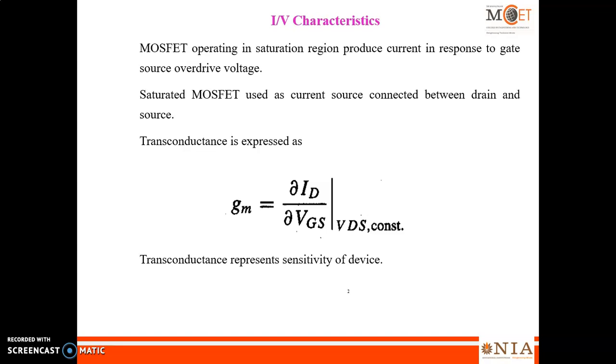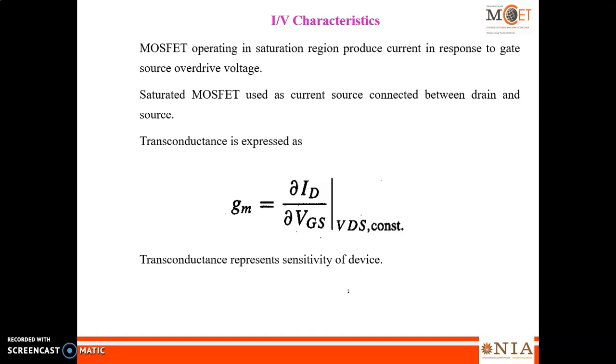Now consider that the MOSFET is operating in the saturation region. When operating in saturation region, it will produce current. What is the output current? Drain current is your output current. What is your input voltage? Input voltage is the gate source voltage. So this MOSFET operating in saturation region will produce current in response to the gate source overdrive voltage. So the saturated MOSFET, you can consider it as a current source which is connected between drain and source.